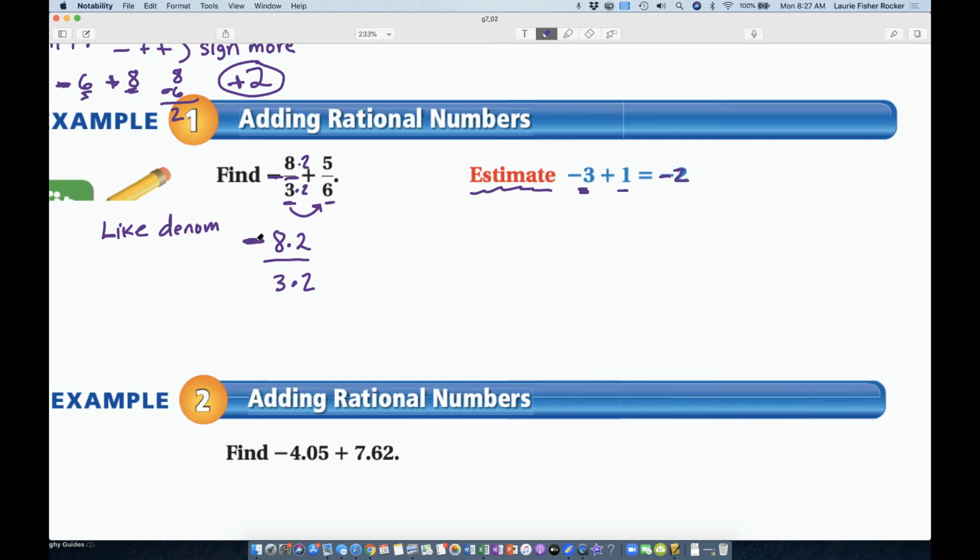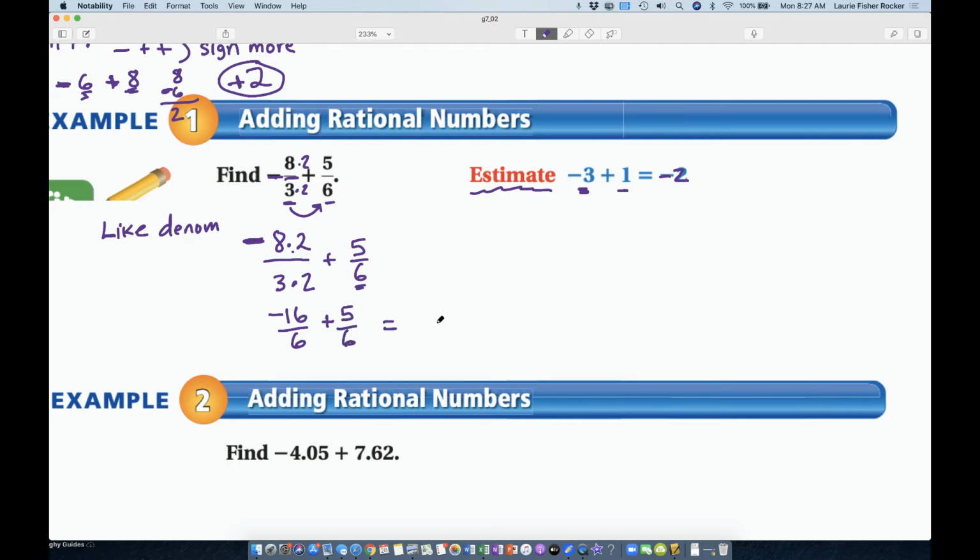So just keep that in mind. When you have the negative on the fraction, it can just bump up to the numerator. Okay, so I multiplied those by 2. And again, the whole point of doing that was to get like denominators. So negative 8 times 2 is negative 16 over 6 plus 5 over 6. And then we do the math.